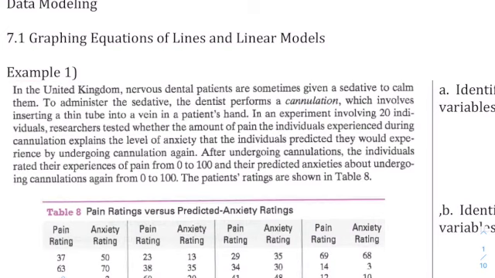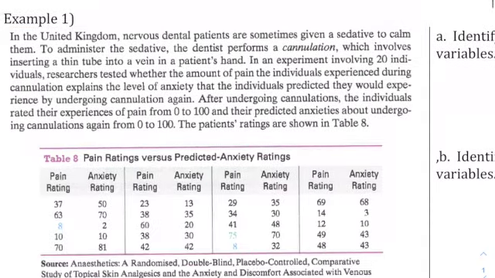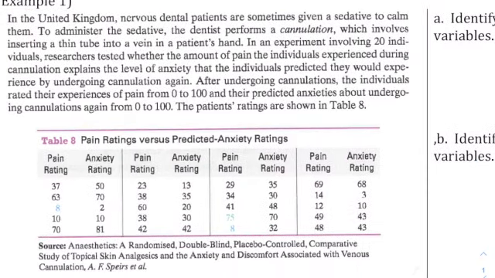After undergoing cannulations, the individuals rated their experience of pain from 0 to 100 and their predicted anxieties about undergoing cannulation again from 0 to 100. The patients' ratings are shown in table 8. So what happened is they are trying to figure out the anxiety level based on the pain when they first had it.